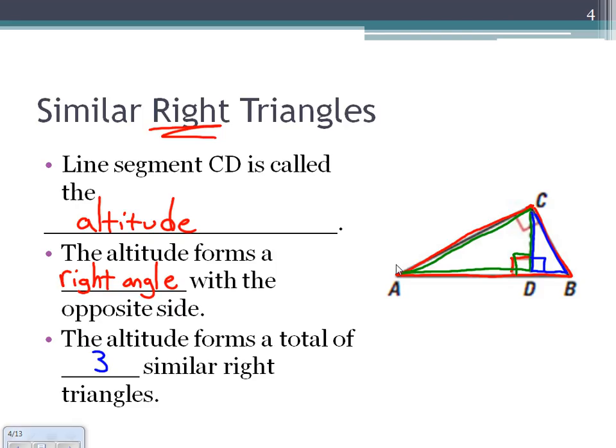Okay, any questions with that first picture? Do you leave it there? I need to draw. I will leave it there, but not too long. Remember, it's going to be online. Okay. So 3 total similar right triangles. A big one, a medium one, and a small one.